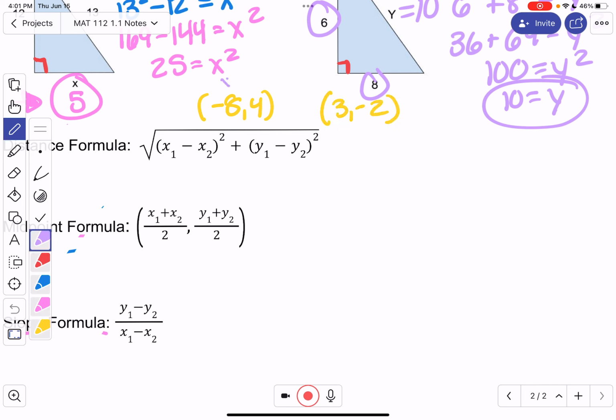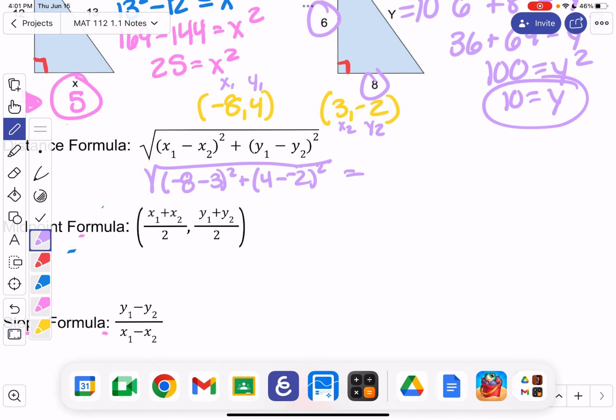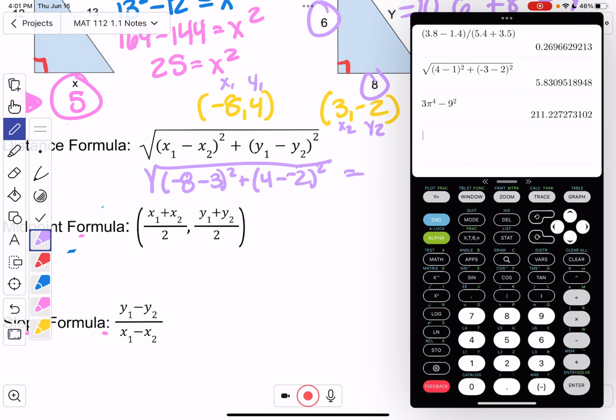So if I call this one 1, this is x1, y1, this is x2, y2, and I just plug them in. So for this first one, I would do negative 8 minus 3 squared and 4 minus negative 2 squared. You can type it in the calculator just like that. So if I do that, square root, negative 8 minus 3 squared plus 4 minus negative 2.